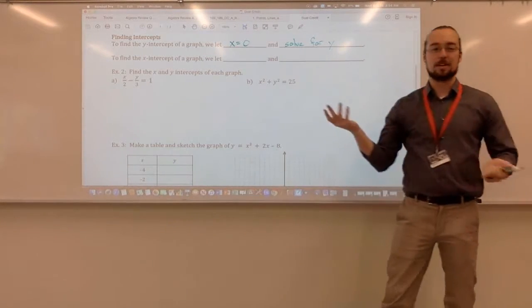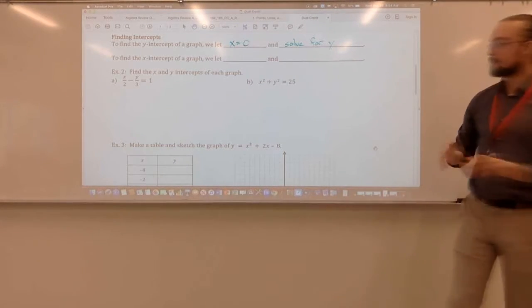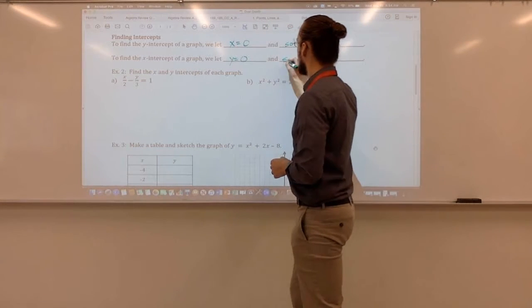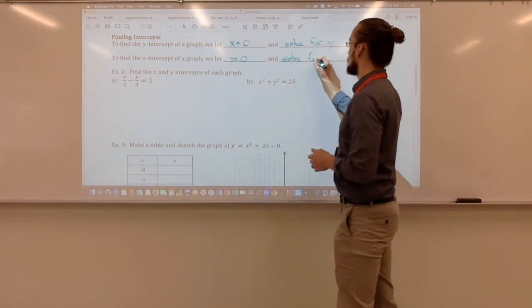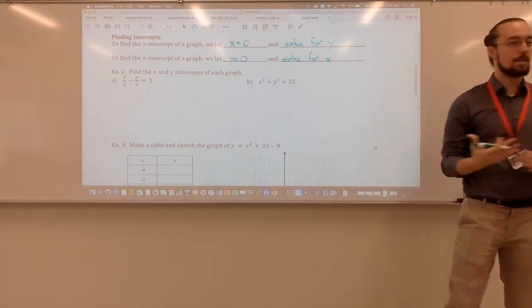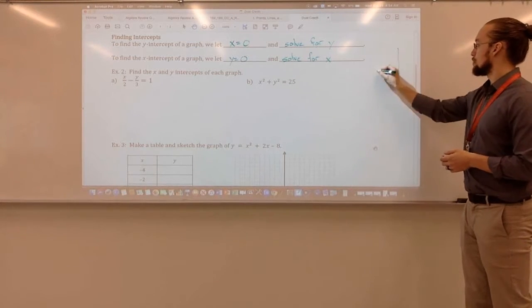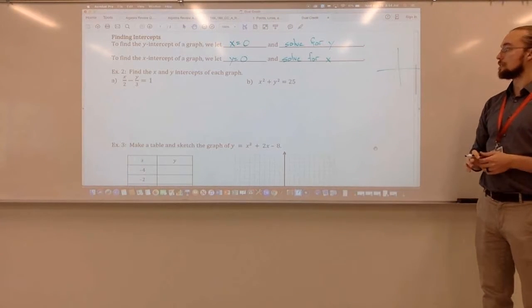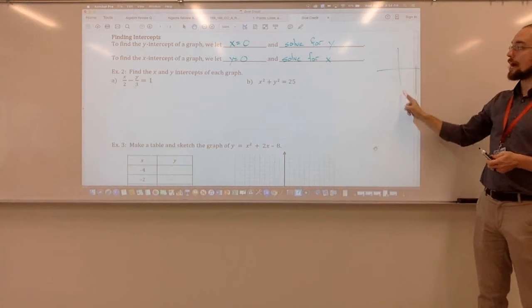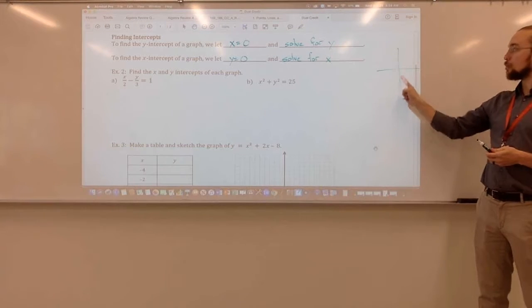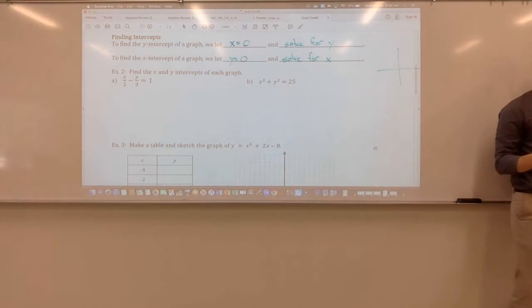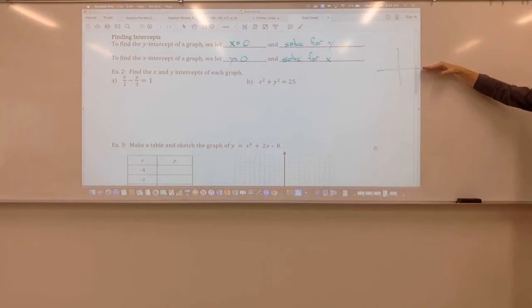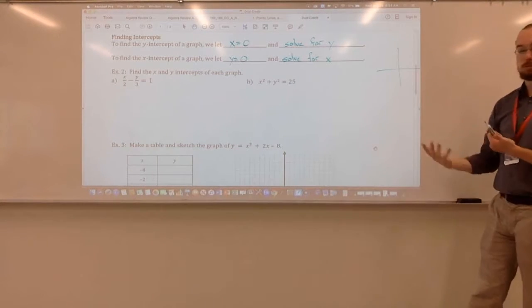How do we find an x-intercept? We let y equal 0 and solve for x. Hopefully, graphically, that makes sense. If I want to find where a graph crosses the y-axis, a y-intercept, that's going to be where x is 0. Similarly, if I want to find an x-intercept, that's going to be where y equals 0.